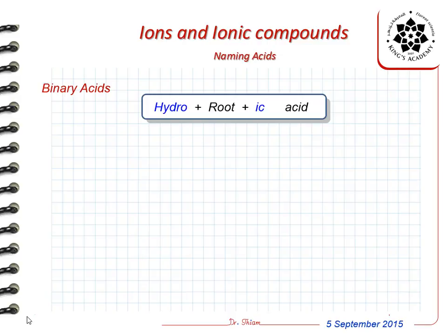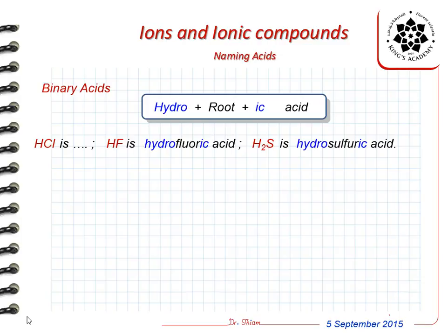Let's take an example to clarify this. HCl would be hydrochloric acid. HF would be hydrofluoric acid, and H2S would be, you guessed it, hydrosulfuric. Very good.